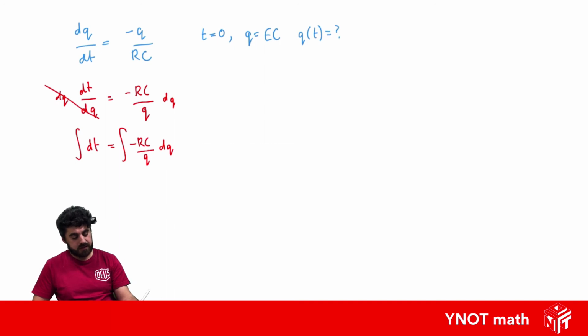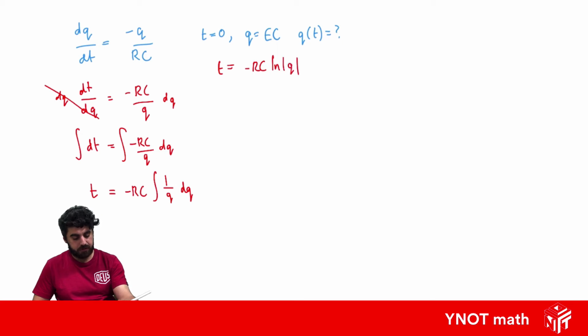So the integral of dt is just t. And we could take the minus RC outside of the integral because it's just a constant, which would just leave us with the integral of 1 over q dq. So this is going to give us t equals minus RC. Now the integral of 1 over q is just ln of the absolute value of q plus a constant. And we need to go ahead and make q the subject. Or let's find our constant term first.